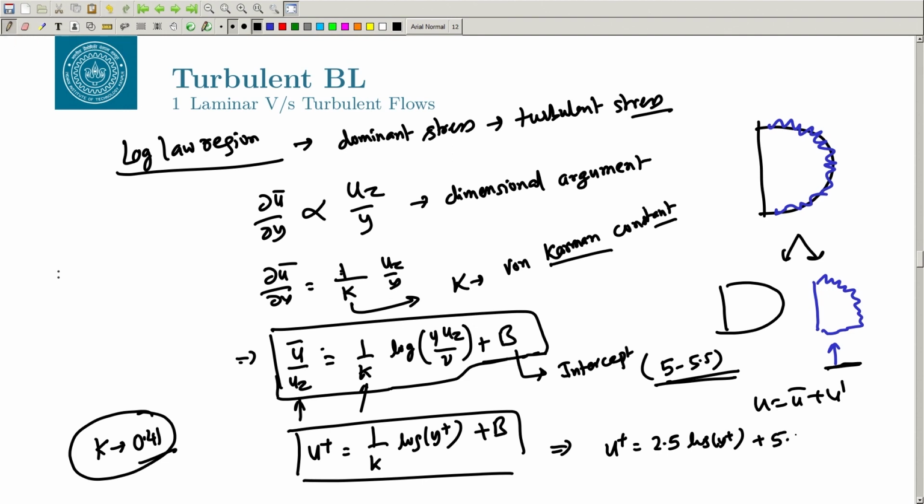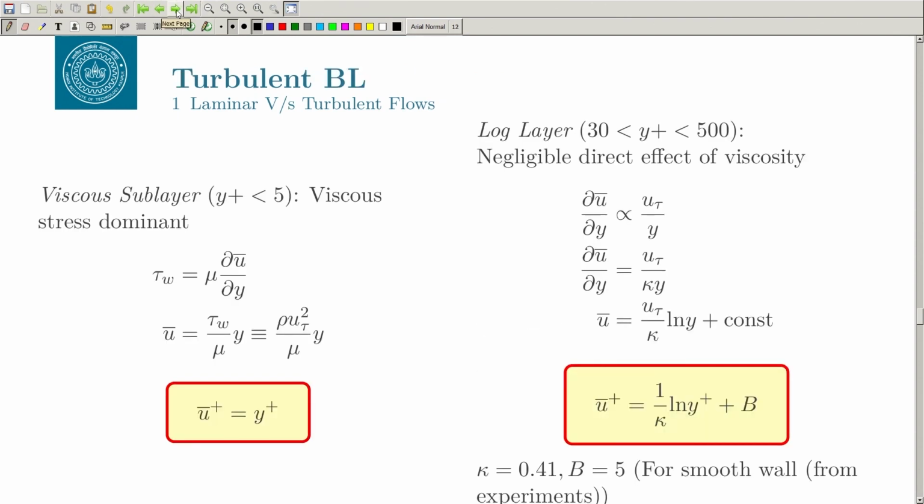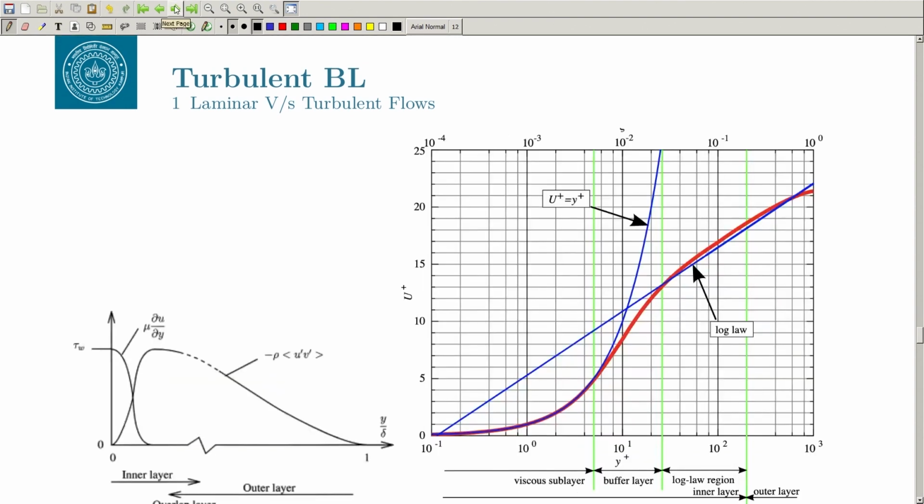Okay, let me put everything in the plot, or let me just show you the plot. Yeah, so this we have already discussed. Okay, this is 0.41 and 5. Okay. And this is the plot that I wanted to show you, right.